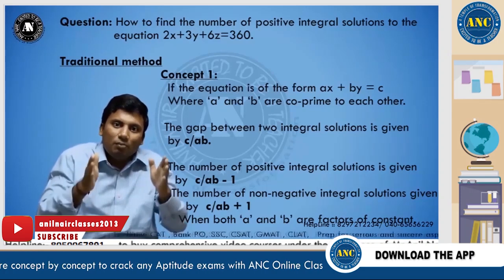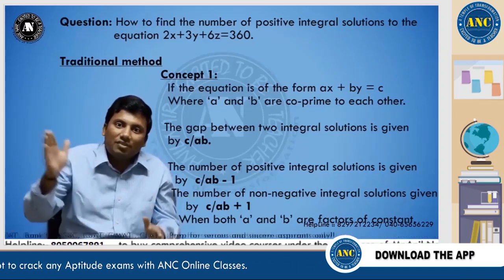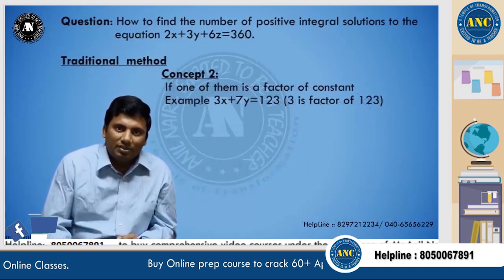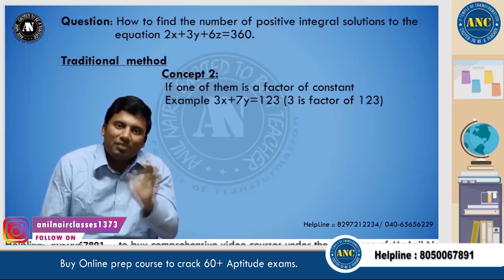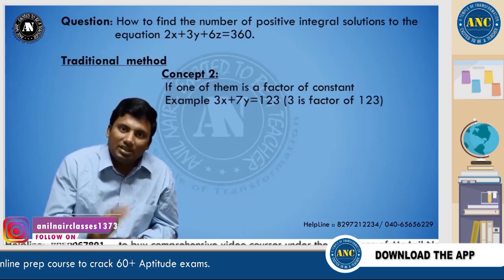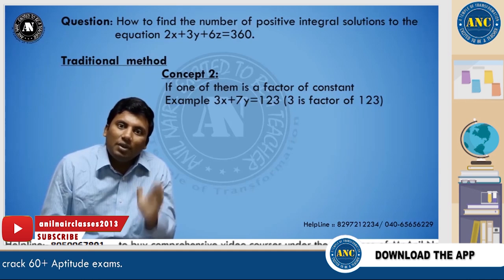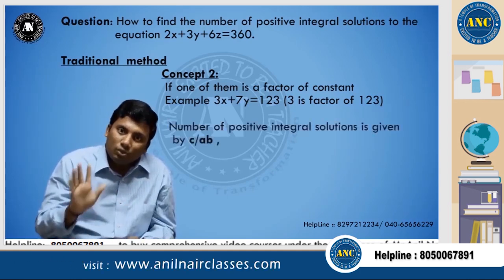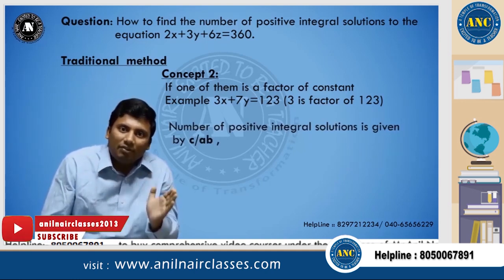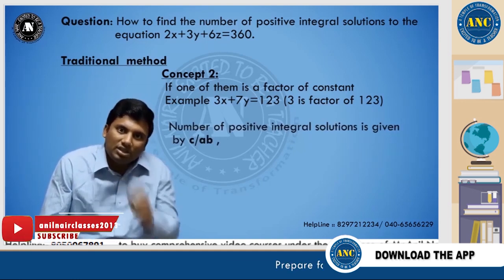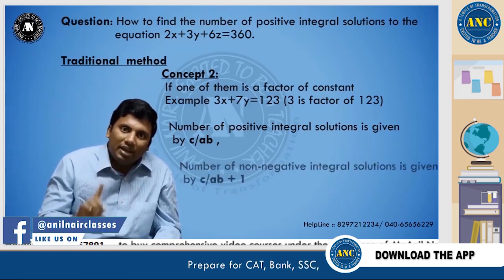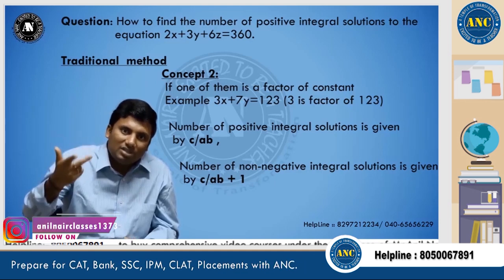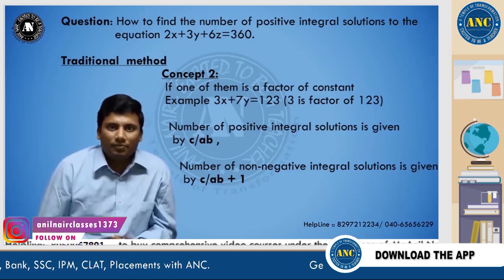This works when both a and b are factors of the constant. If only one of them is a factor of the constant, for example 3x plus 7y equals 123, in this kind of questions, the number of positive integral solutions is given by c by a into b, that's all. The number of non-negative integral solutions is given by c by a into b plus 1. Let us apply these concepts onto this problem.